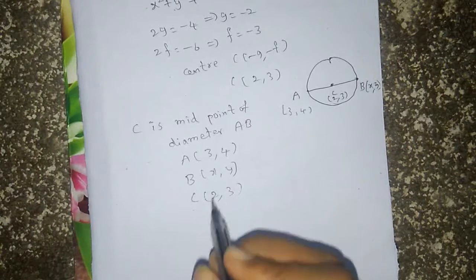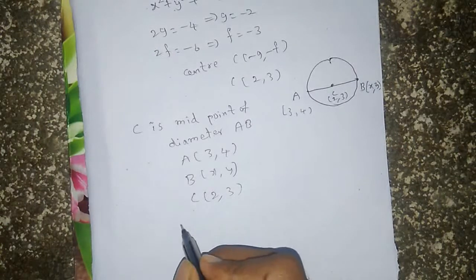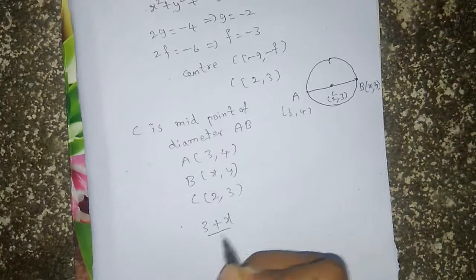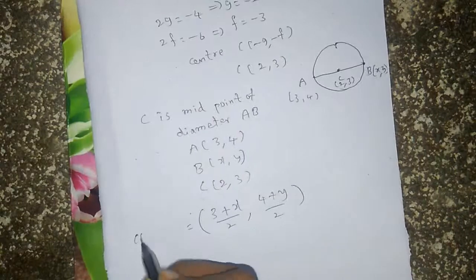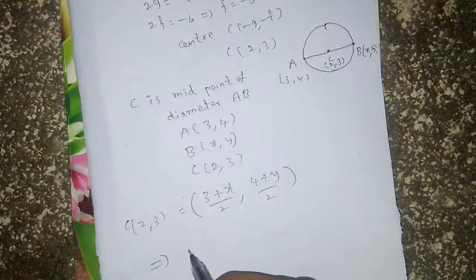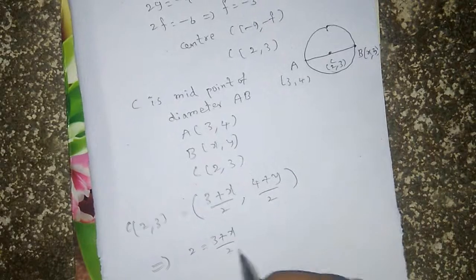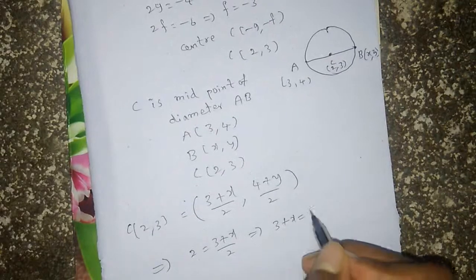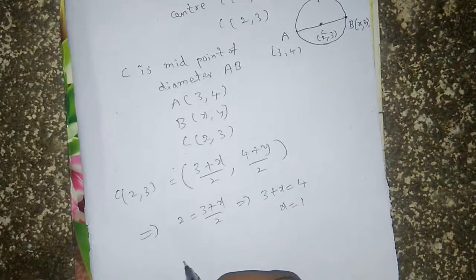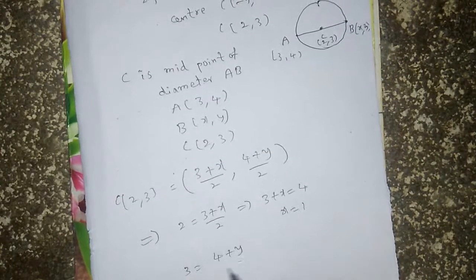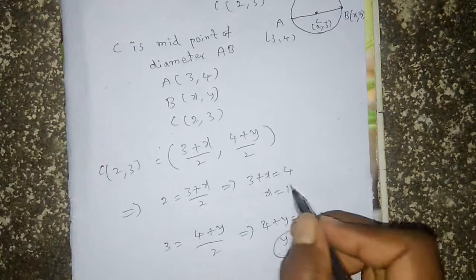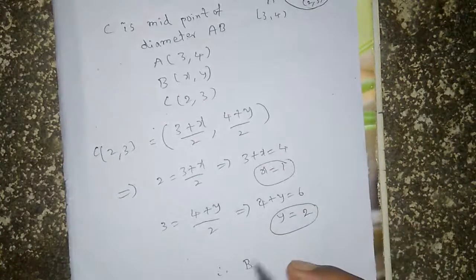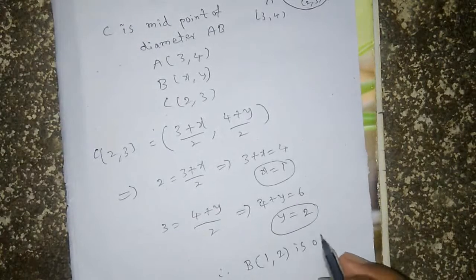C is (2, 3). Now the midpoint means ((3 + x)/2, (4 + y)/2) is equal to the center (2, 3). This implies 2 = (3 + x)/2, so 3 + x = 4, x = 1. And 3 = (4 + y)/2, so 4 + y = 6, y = 6 - 4 = 2. Therefore B (1, 2) is the other end of the diameter.